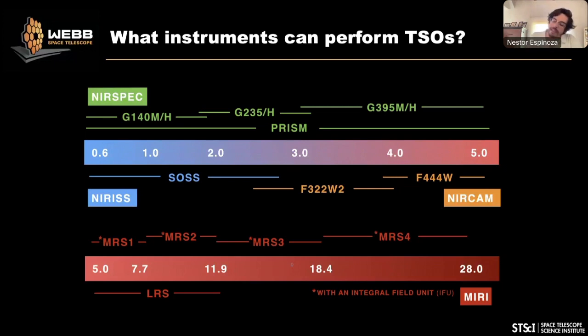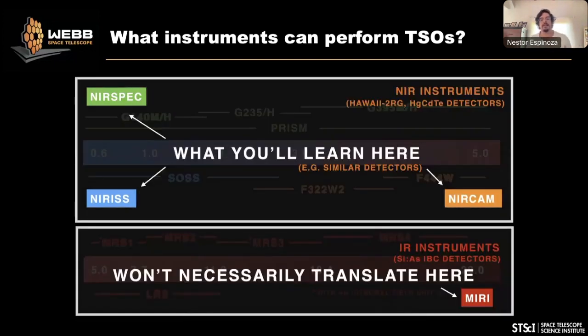Now, with respect to this last point, one thing to have in mind is that the near-infrared instruments, NIRSpec, NIRISS, and NIRCam, that go all the way to 5 microns typically, all have the same family of detectors, which is different from the kind of detectors that MIRI has. The implication of this is that whatever you learn in the near-infrared detectors sometimes will not transfer one-to-one to the MIRI detectors. So you have to be a little bit careful with that.